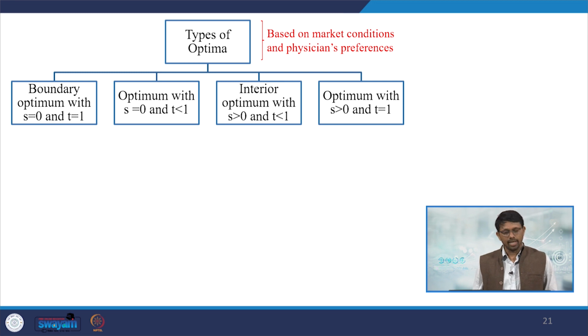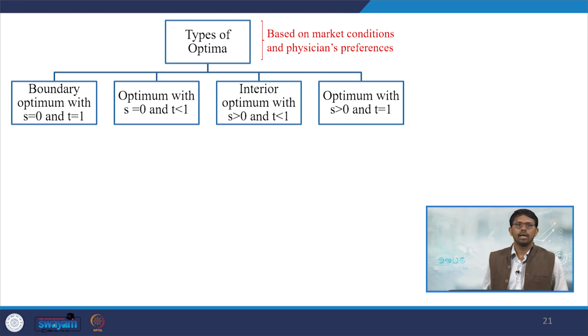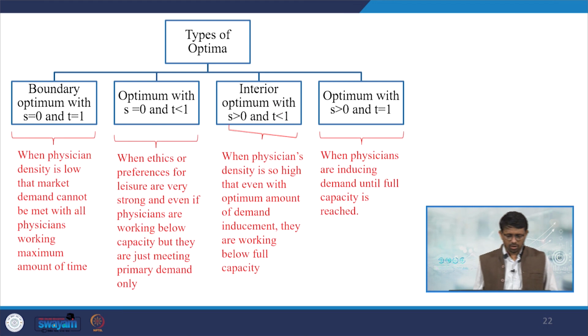Others are like s might be 0 and t is less than 1, and another interior optimum with both not following the boundary, like s is greater than 0 and t is less than 1, and another optimum point is s is greater than 0 but t equal to 1. This is interior because both are not following the boundary, is it not? So, what are all those?